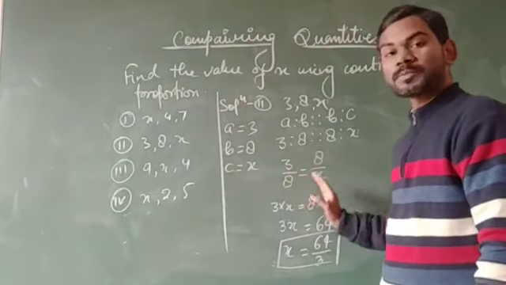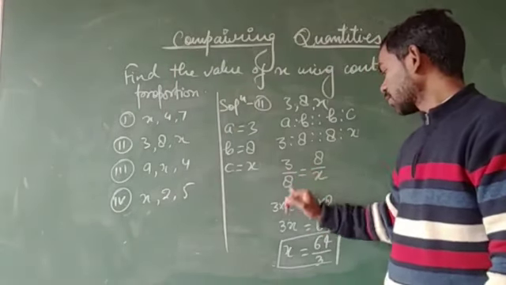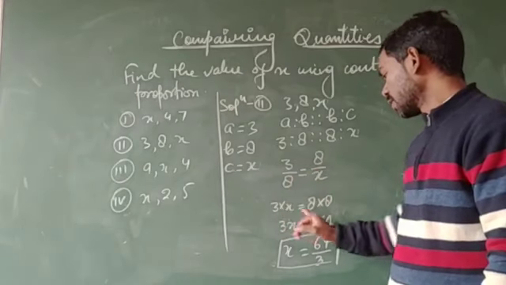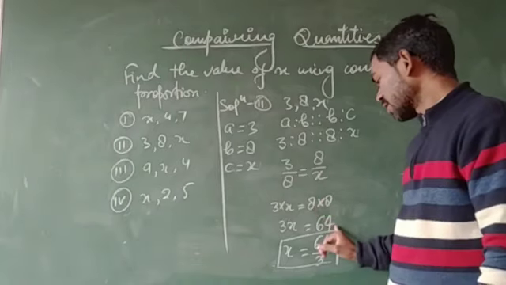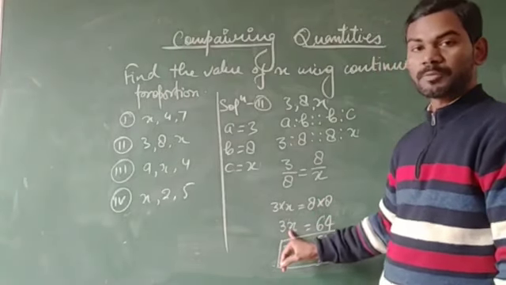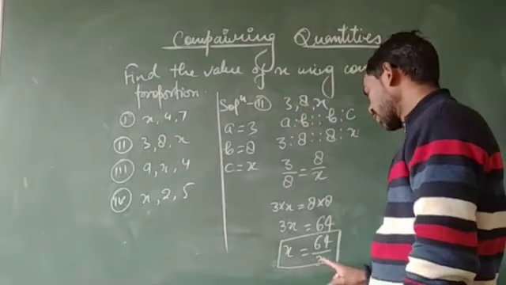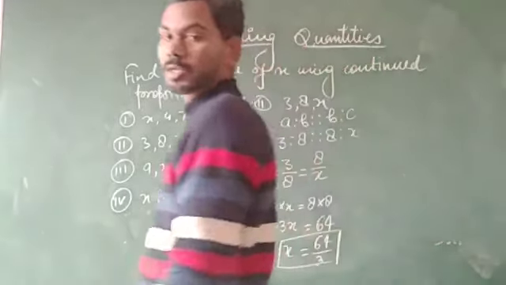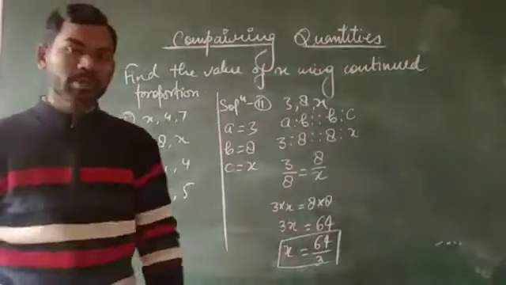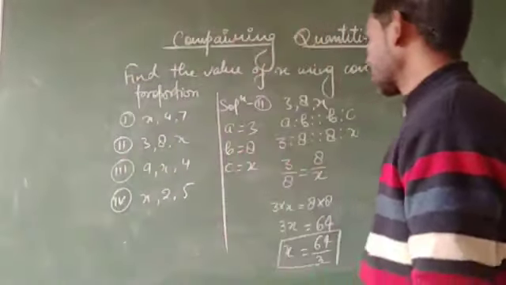Now do the cross multiplication in order to get the value of x. We write 3 into x and 8 into 8. 3 into x gives 3x and 8 into 8 gives 64. Here 3 is multiplied by x, so when we transpose 3 to the right side of the equal sign, it becomes divided and we get x equals 64 upon 3. So 64 upon 3 is the result of the second question. Now let us see the third question.